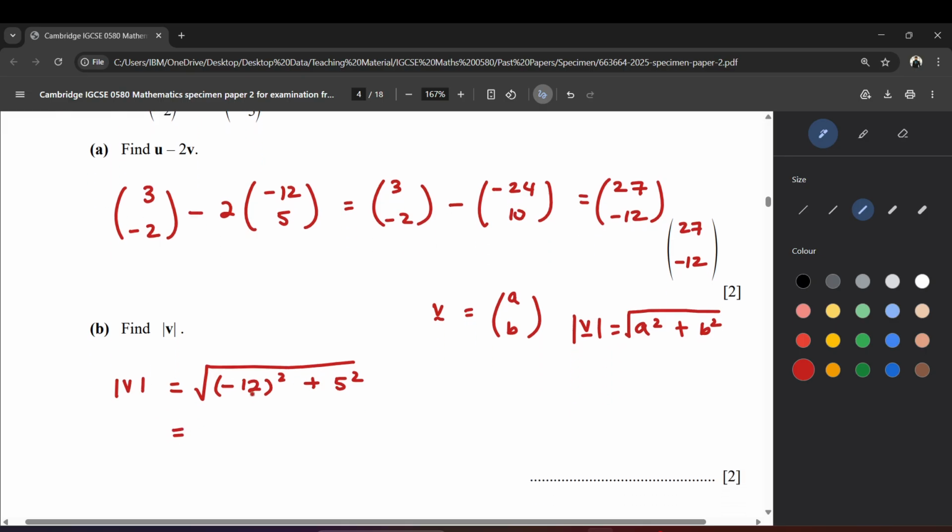So let's work this out. Minus 12 square will be 144. 5 square will be 25. So when you add them, 4 plus 5 will be 9, 4 plus 2 is 6, so that is 169. Now this is something that you should be familiar with. This is a square number, okay? So 169 is the square of 13. So therefore your final answer is going to be 13.